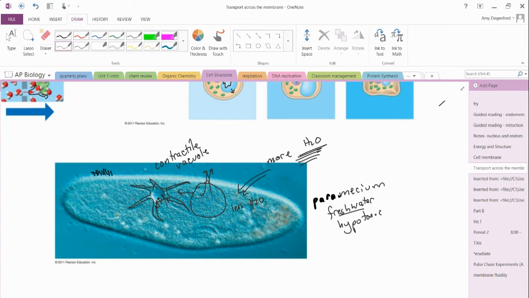And I want you to be thinking of some other examples of organisms that have to contend with this. Ocean-dwelling fish and birds, they're constantly in a hypertonic solution. Animals that return to freshwater, like salmon, well, they were in an ocean, but then they return to freshwater to spawn. So how might they deal with things? And then just as a quick side note, we have little cilia. That's how they're moving. So these little blurry things that you're seeing, that's the cilia.